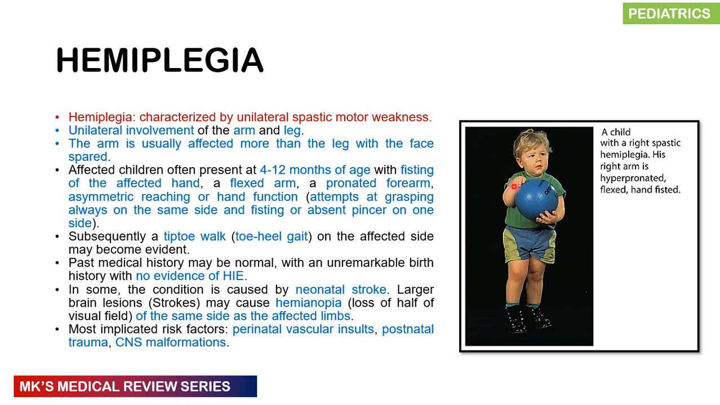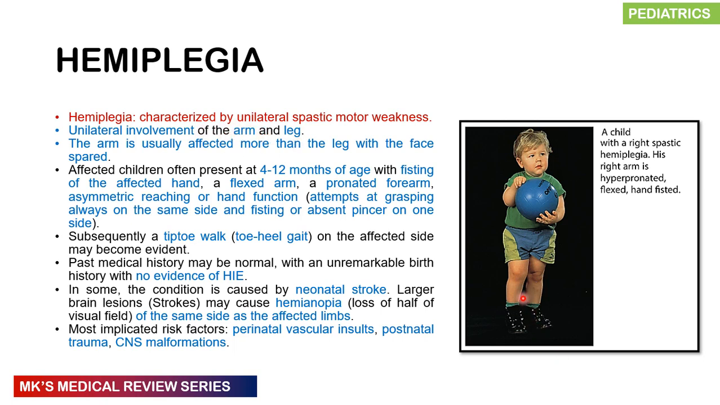Then you can see this is the left, then the right arm here. As you can see, it's hyperpronated, it's flexed, and you can see that the hand here is even fisted. It's not as open as this one at the bottom. So you can see that this child has what is known as hemiplegia. Now this is usually involving one side. So it's unilateral involvement of the arm and the leg.